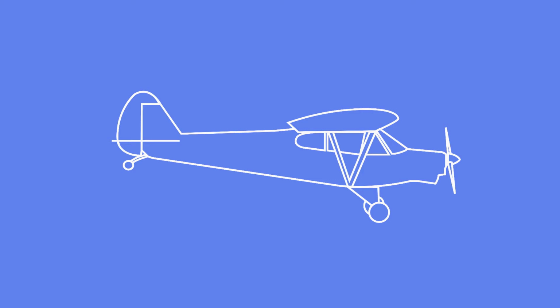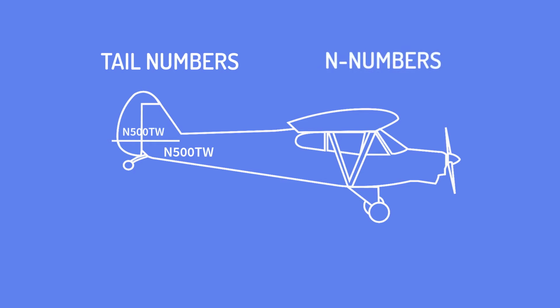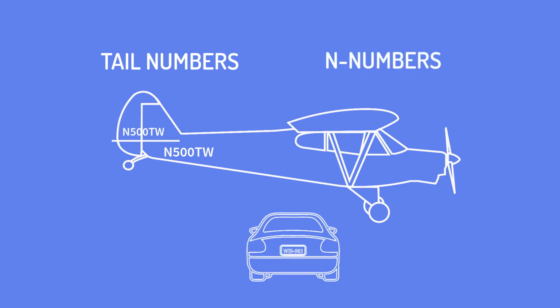One important thing you need to know early on in your training is how to identify different aircraft. This is accomplished with a special series of numbers and letters that are unique identification numbers on all aircraft. These numbers can usually be found on the rear of the fuselage or tail of the aircraft and are referred to as tail numbers, or end numbers. Tail numbers work just like license plates do on cars, but they serve several more functions on planes.